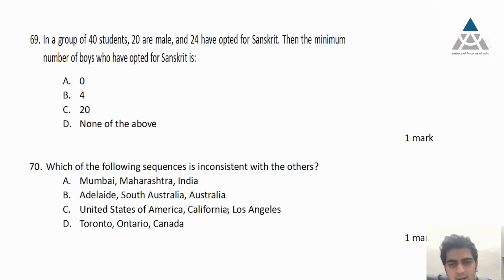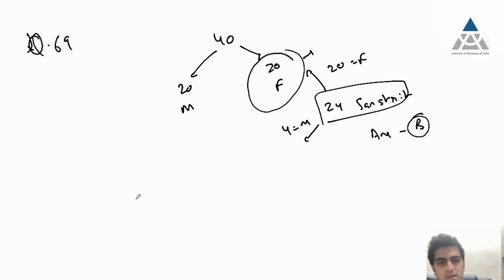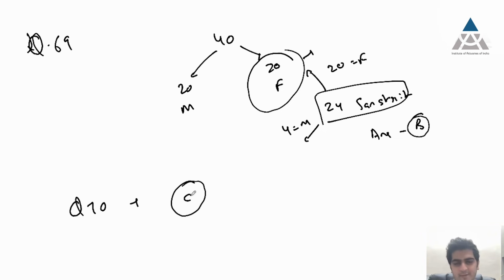But the other option's sequence is quite clearly different. It says United States of America, that is the country, is first in the sequence, then California and Los Angeles. Los Angeles is a city, California is a state. So you can clearly see that option C is not aligned with the rest of them, and that is obviously the odd one out. So with that, people, we are done with the last 4 diets of the logical reasoning paper.